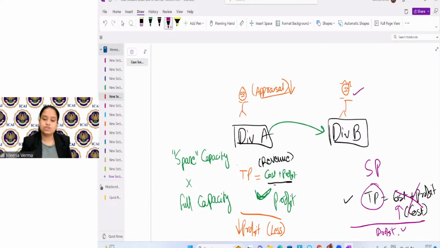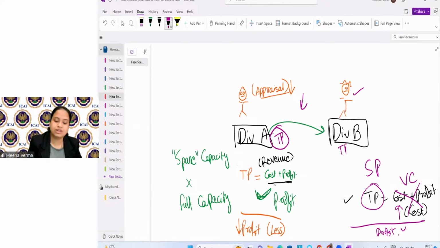Nahi chalega. So for that reason, for this department, the transfer pricing will be cost plus profit. But for this department, the transfer pricing will be only variable cost. So you can see, for the same transfer, what we are considering, the transfer price for this department is different and the transfer price for this department is different. It is not the same.